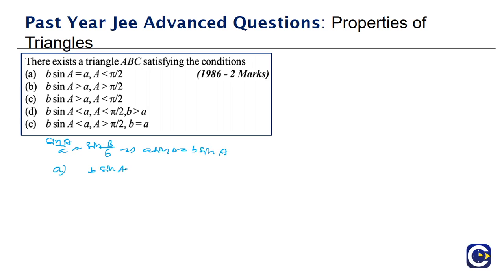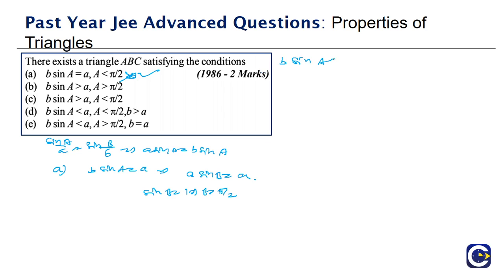Given b sin A is equal to a, implies a sin B is nothing but a, implies sin B is equal to 1, which implies B is equal to pi by 2. So they gave A is less than pi by 2, which is not possible. Sorry, which is possible. They didn't give a greater than, so which is possible. So option A is correct. This is a multiple option question with more than one correct answer, so we'll check the remaining options too.